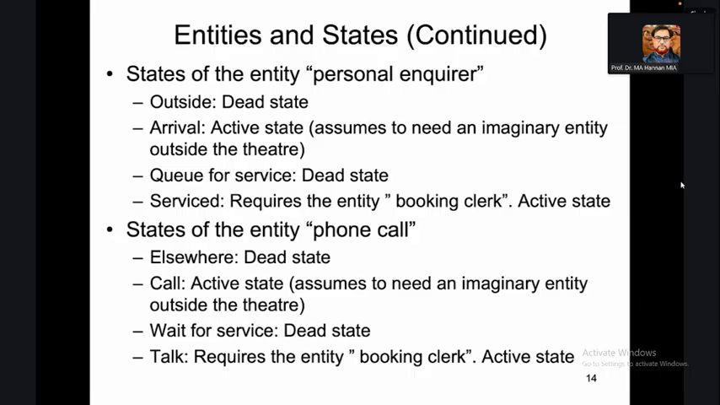Arrival means the person is now in front of you, he is in the booking center, then it is called arrival. So arrival is an active state, assumes the need of an imaginary entity outside the theater. Okay, somebody arrived in your premises, so you have to serve him. He's in an active state, he arrived.